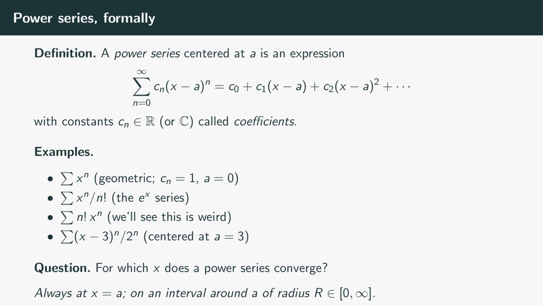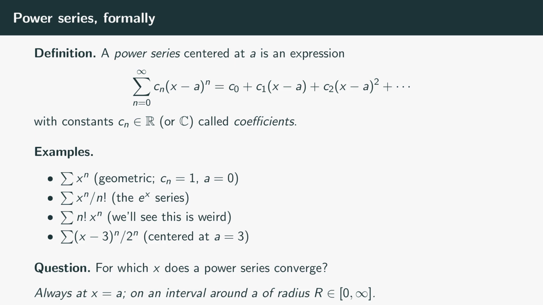Three quick examples. The geometric series, the sum of x to the n, equals 1 plus x plus x squared, and so on, is a power series with c sub n equals 1, centered at a equals 0. The exponential's Maclaurin series, the sum of x to the n over n factorial, has c sub n equals 1 over n factorial, centered at 0. You can also pick a different center. The sum of the quantity x minus 3 to the n over 2 to the n is a power series centered at a equals 3, with coefficients 1 over 2 to the n.